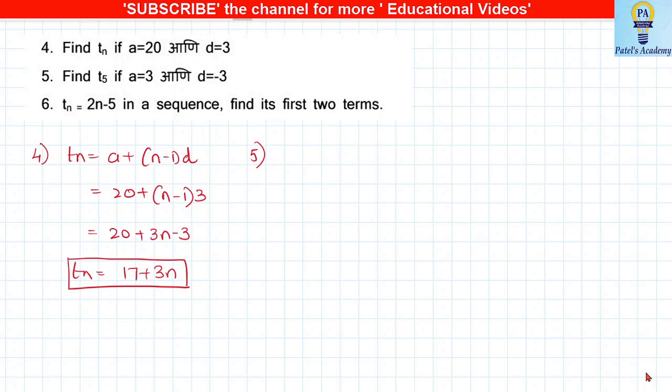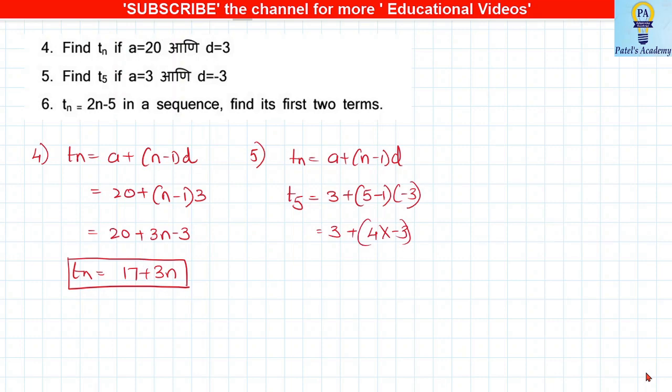Okay, next you have to find out the fifth term. So first let us write down the formula. Tn equals A plus (n minus 1)d. Now we have to find the fifth term. So T5 equals, the value of A is 3, n is going to be 5 minus 1 and the value of D is minus 3. Okay, so that is 3 plus 4 into minus 3, that is 3 minus 12, that is minus 9. So T5 is minus 9.